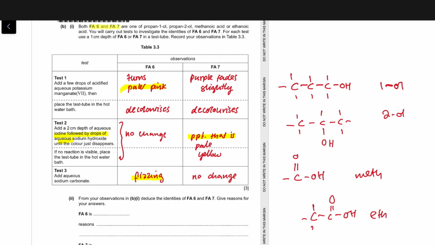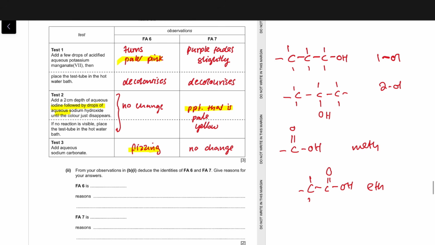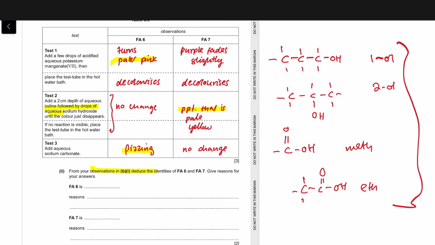Then it says that both Fa6 and Fa7 are either propan-1-ol or propan-2-ol, or methanoic acid or ethanoic acid. You will carry out tests to investigate these. Each test uses 1 centimeter depth of each solution. Record your observations. I've recorded the answers. And then it says to use these observations to deduce the identities. I've drawn out the molecules here on the side, just because. So it's asking us what Fa6 is. First thing I see is right here, adding aqueous sodium carbonate has resulted in fizzing, so it is definitely an acid. Is it ethanoic or is it methanoic?